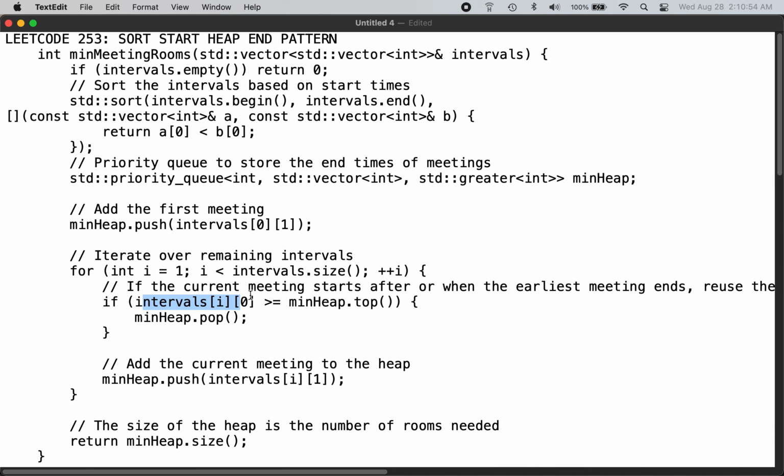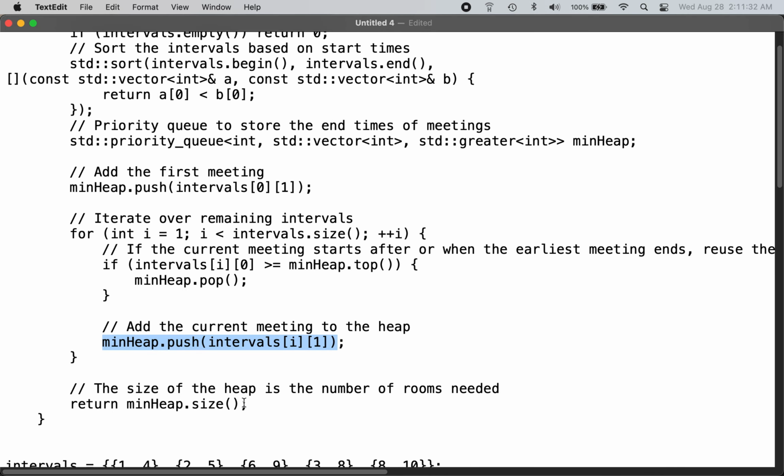In the example we saw, 8:15 is what we are talking about here. If 8:15 is greater than 8:10, which is the one ending earliest, then you pop the heap, so you can reuse that room. The size of the heap is the number of rooms needed. Otherwise you push the ending time into the heap, and that's it.